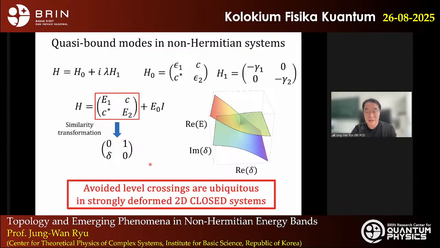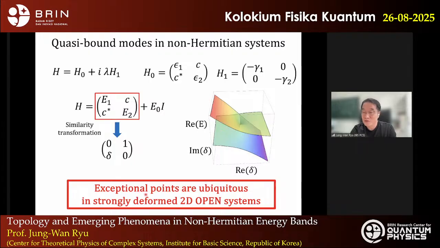The important thing is that avoided level crossings are ubiquitous in strongly deformed 2D closed systems, and an avoided level crossing should change into an exceptional point if we apply non-Hermiticity. It means exceptional points are also ubiquitous in strongly deformed 2D open systems, although the name is exceptional. An exceptional point is not exceptional; it's very common in general non-Hermitian systems. So we can easily find exceptional points if we have some general non-Hermitian system.